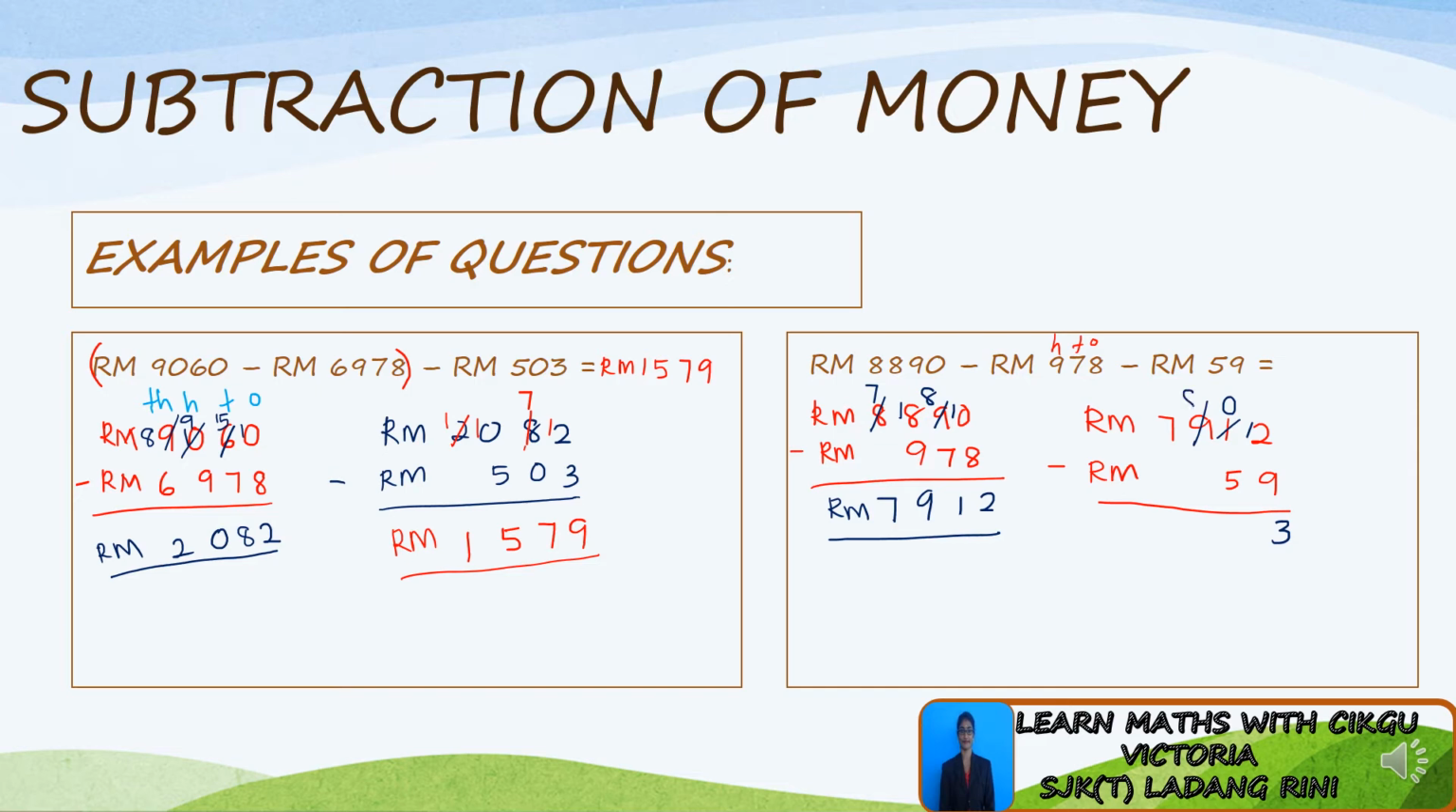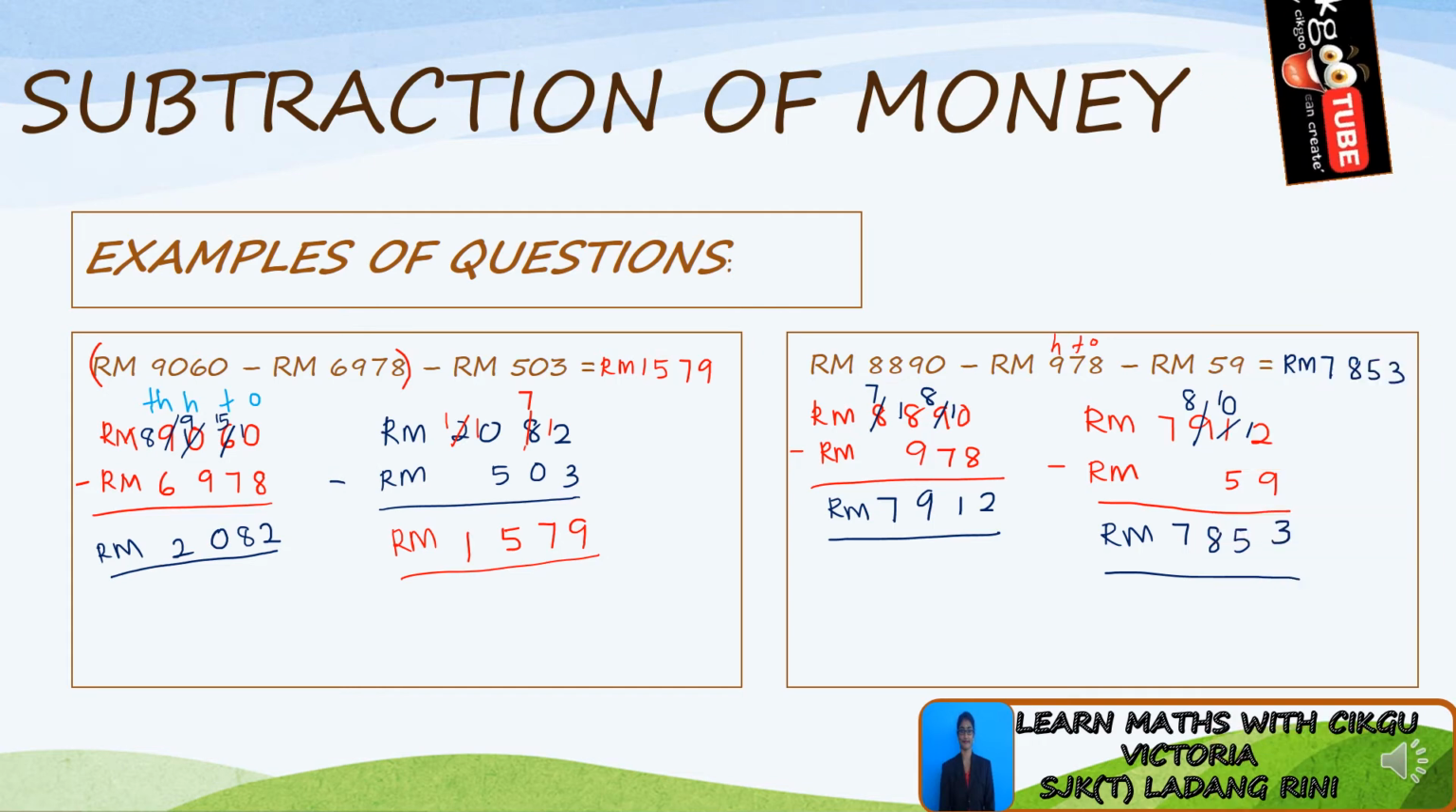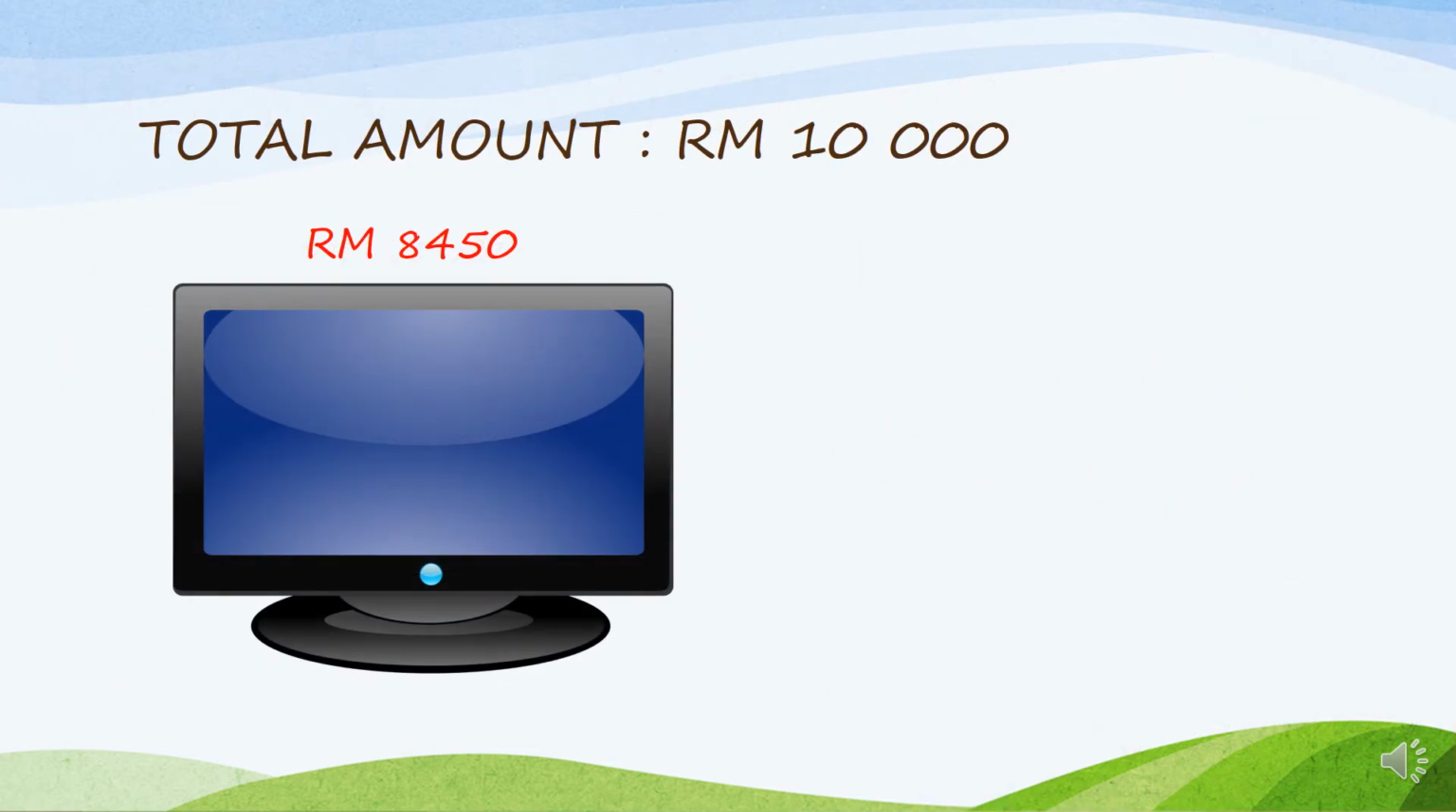0 minus 5 cannot. So you borrow from 100 place value. The remaining is 8 here. And then this 0 will become 10. 10 minus 5 is 5. 8, there is no number to minus. So just copy down the 8 here. And the 7, there is no number to minus the 7. So you copy down the 7. Your final answer will be RM7,853 ringgit. Okay, so we move on to the next question.